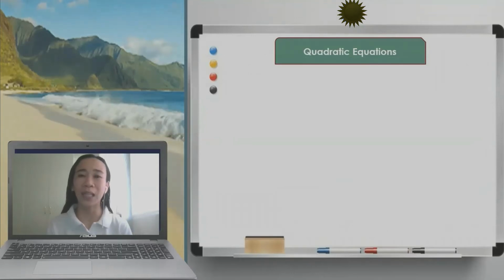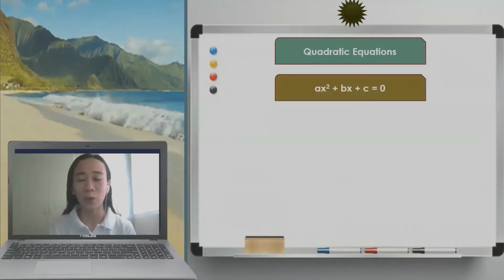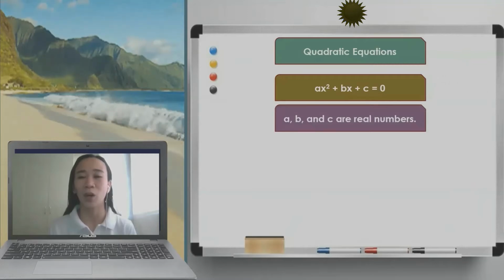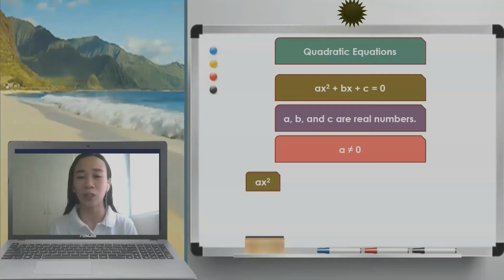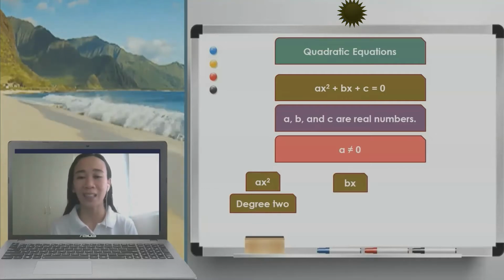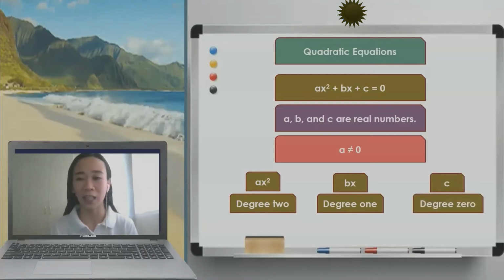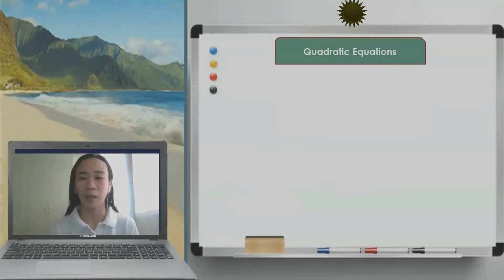But what are quadratic equations? A quadratic equation is in the form ax squared plus bx plus c equals 0, where a, b, and c are real numbers, and a should not be equal to 0. For our quadratic equations, the term ax squared is of degree 2, while bx is of degree 1, and c, or the constant, is of degree 0.